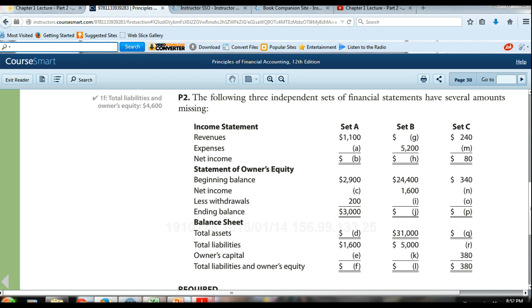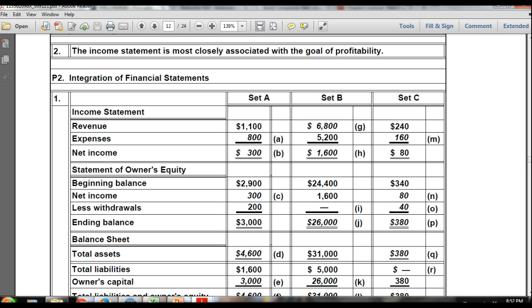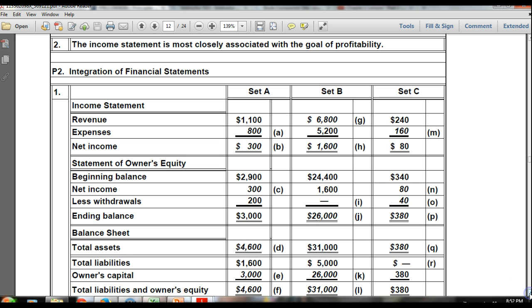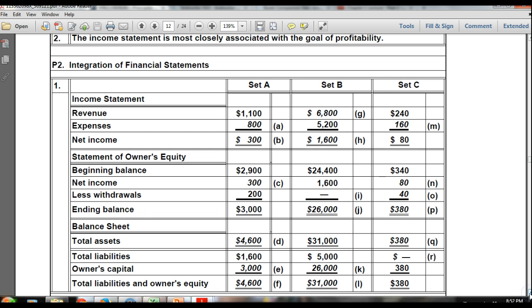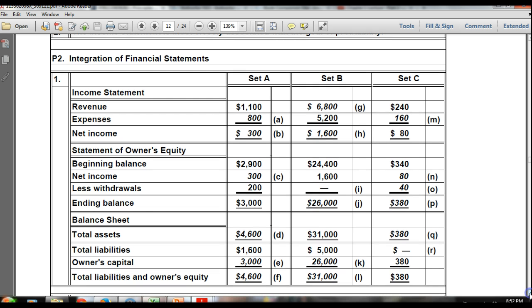Okay, so set B is G is 6,800, H is 1,600, I is 0, J we knew is 26,000, because since they gave us our assets of 31,000, we knew our total liabilities plus owner's equity also had to be 31,000, which gave us our owner's capital of 26. Make sense?